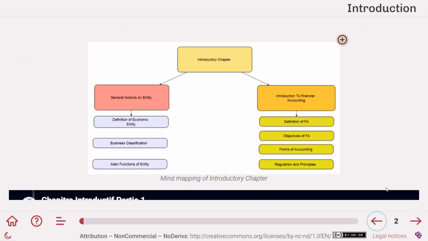So here is the figure that depicts the introductory chapter, where it contains a general notion of entity, definition of economic entity, and business classification and main functions of entity, while the second chapter is about the introduction of financial accounting, where you can find the definition of financial accounting, objectives and forms of accounting, and regulation and principles.